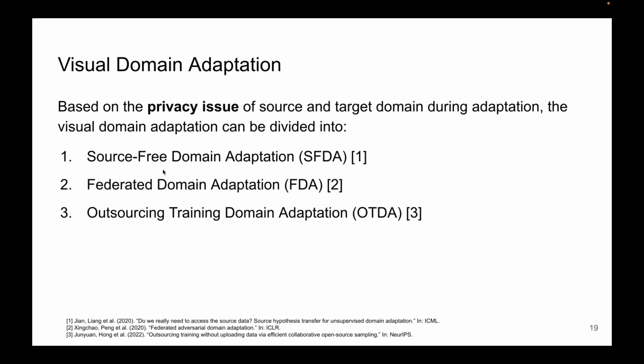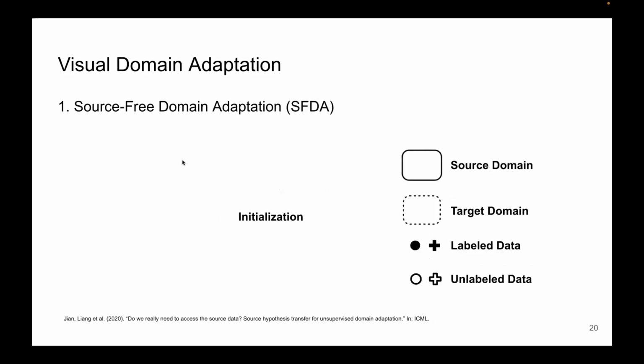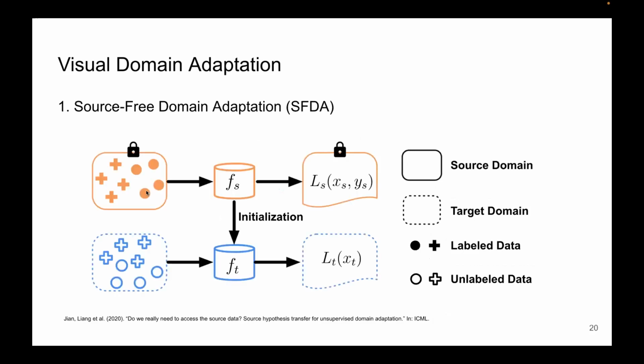The first one is called source-free domain adaptation. In this case, we assume that a model has been trained from a source domain. In the previous setting, we assumed that the data from the source domain are available, and we can jointly use the source dataset and the target dataset to train this model. But it is also possible in reality, especially due to some privacy concerns, that the dataset itself is not available after the model has been trained.